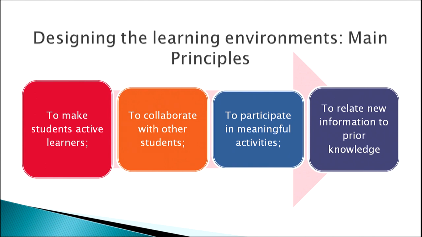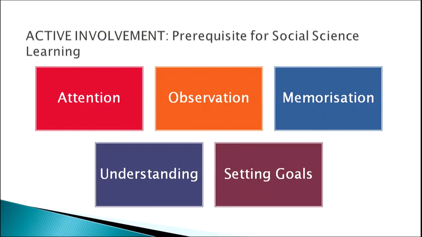Designing the learning environments, this is also one of the major points which makes the social sciences a very interesting subject, and the main principles while we are designing the learning environments are to make the students active learners, to collaborate with other students, to participate in meaningful activities, and to relate new information to prior knowledge. These are the principles when we design the learning environments. So, active involvement, there are many prerequisites for social science learning when we talk of the active involvement of the student, and the main features of active involvement are attention, observation, memorization, understanding and setting goals.